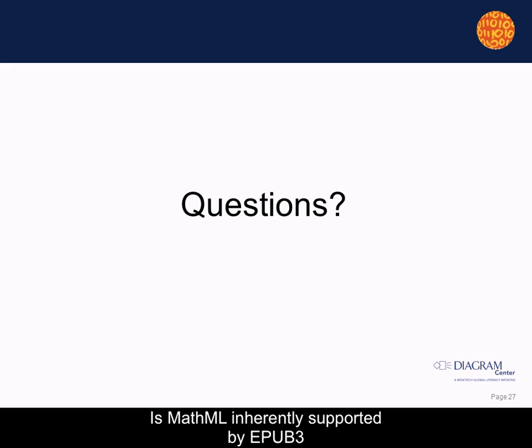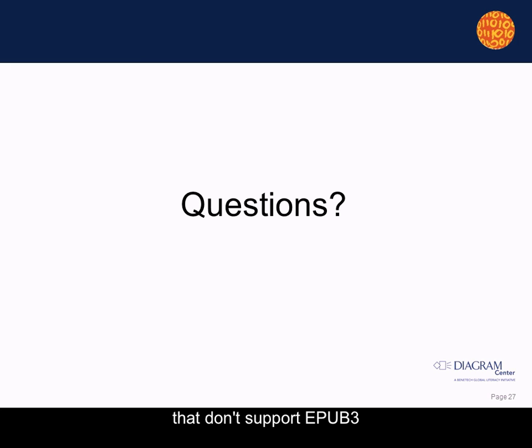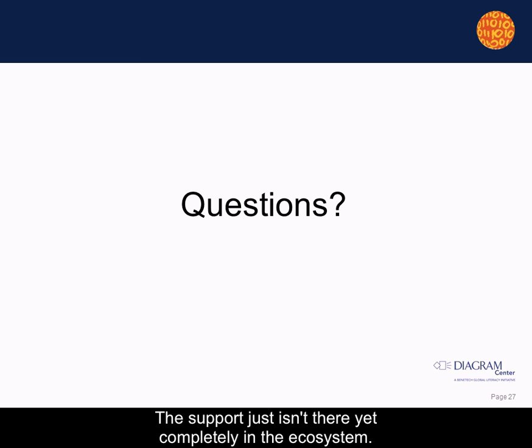Here's another question: is MathML inherently supported by EPUB 3, since MathML is recommended for HTML5 and HTML5 is an integral part of EPUB 3? Yes. As far as I know, EPUB 3 does include MathML, which is also why we went with MathML as the base, because of standards. MathML is supported as part of the EPUB 3 specification. The larger issue is whether e-readers support it as well. There are still some e-readers that don't support EPUB 3, and even among some that do, there isn't support for MathML rendering. Everybody would love to center around MathML as the display format within EPUB, but the support isn't there yet in the ecosystem.